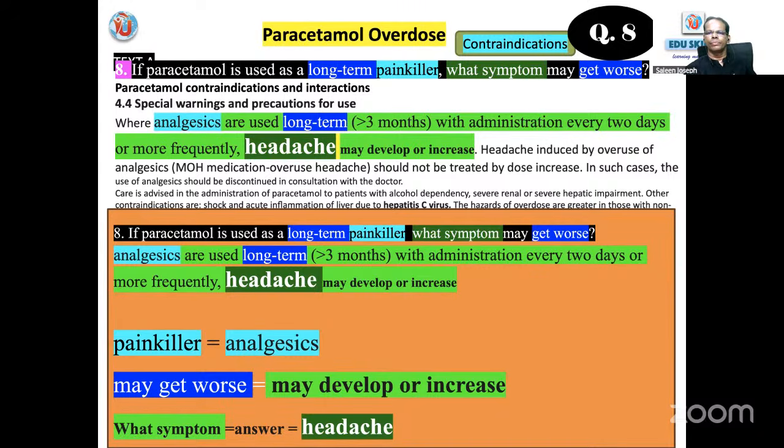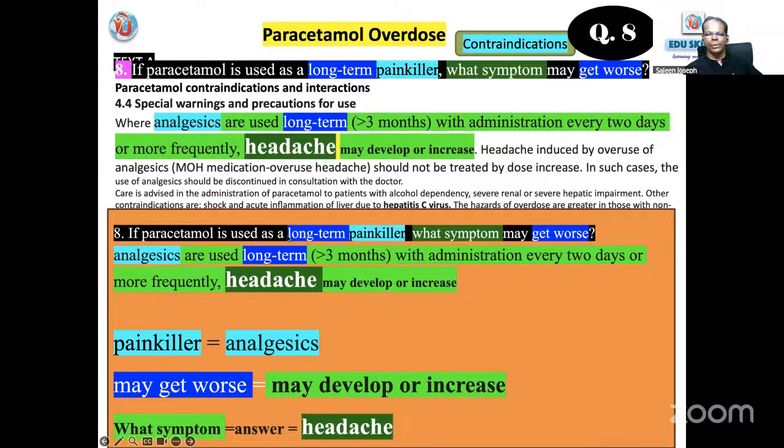Headache. Yeah, analgesics are used long-term. Long-term is here. Okay, analgesics, painkiller, right? With administration every 2 days or more frequently, or there is again a conjunction. After that, there is an answer, right? Headache is the answer. See how the paraphrasing is used here.